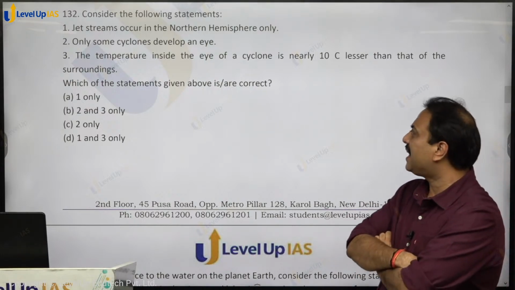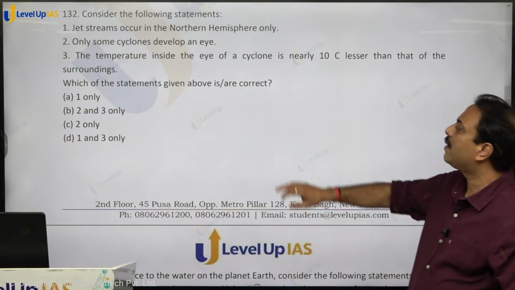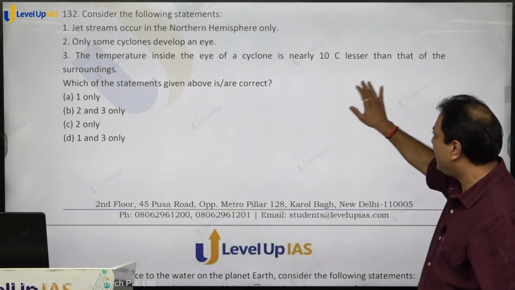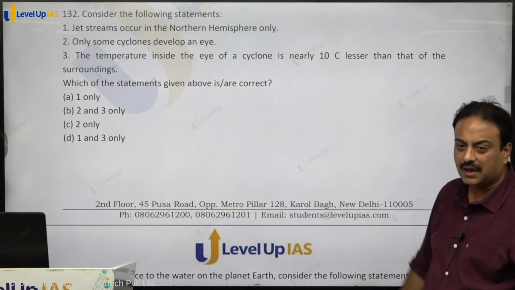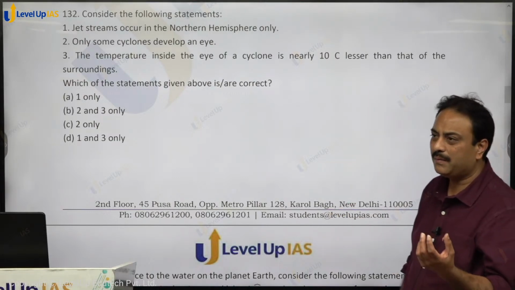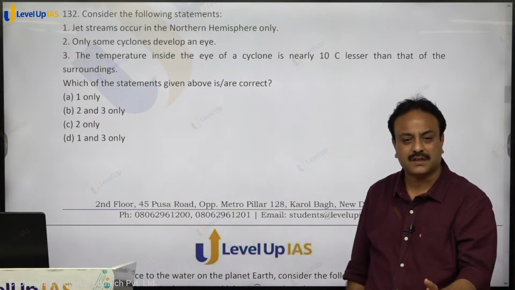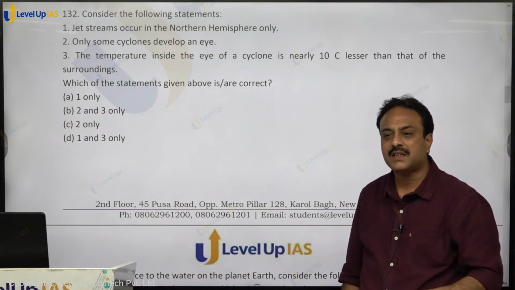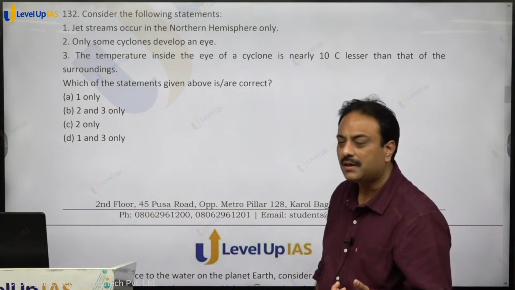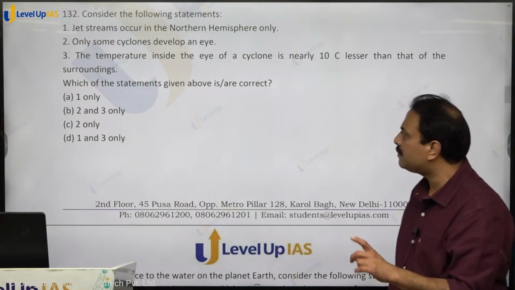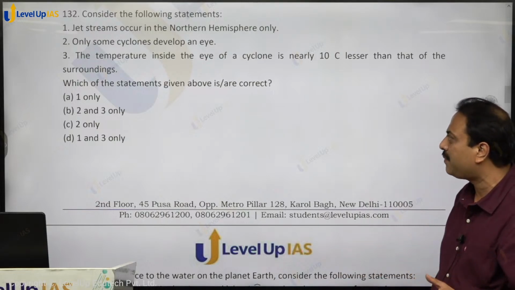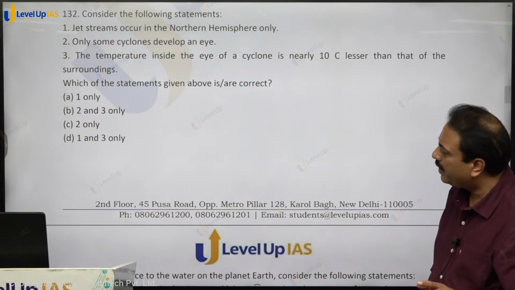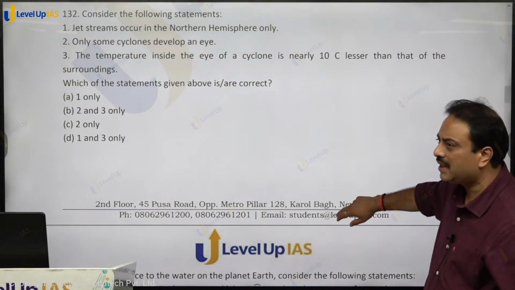The temperature inside the eye of a cyclone. Now if we are talking about eye, it means we are talking about tropical cyclone. Is nearly 10 degrees Celsius lesser than that of the surrounding. Eye is having maximum temperature and minimum pressure. So temperature should be more than the surrounding. If it will be less than the surrounding, then how come the cyclone will be formed? So it is a wrong one. So only some cyclone develop an eye is a correct statement. First statement is wrong, third is wrong. So 2 only. Option C, C for cat, shall be the right answer.